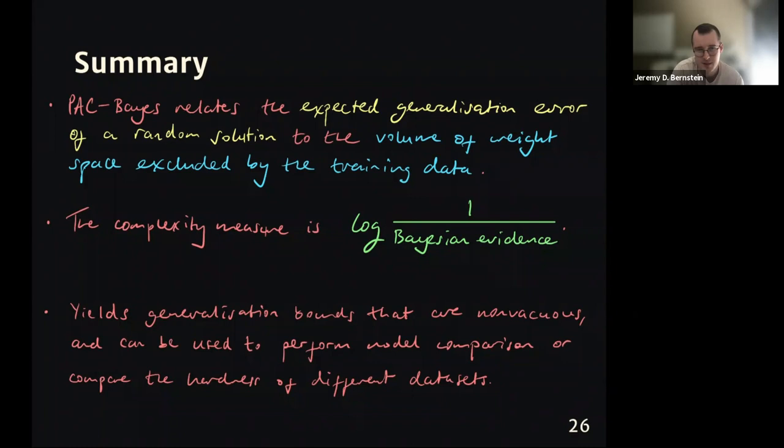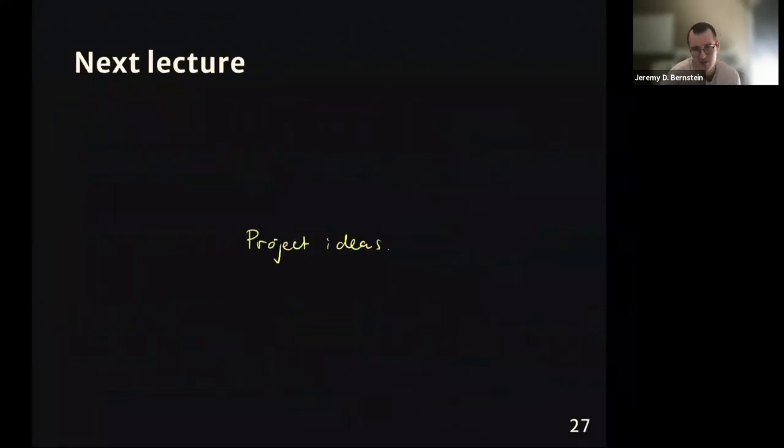Okay, so this is the summary. PAC-Bayes relates the expected generalization error of a random solution to the volume of weight space excluded by the training data. The complexity measure is log 1 over the Bayesian evidence for the model class. And it appears to yield generalization bounds that are non-vacuous, can be used to perform model comparison, and can potentially compare the hardness of different data sets. And next lecture, we'll discuss project ideas.